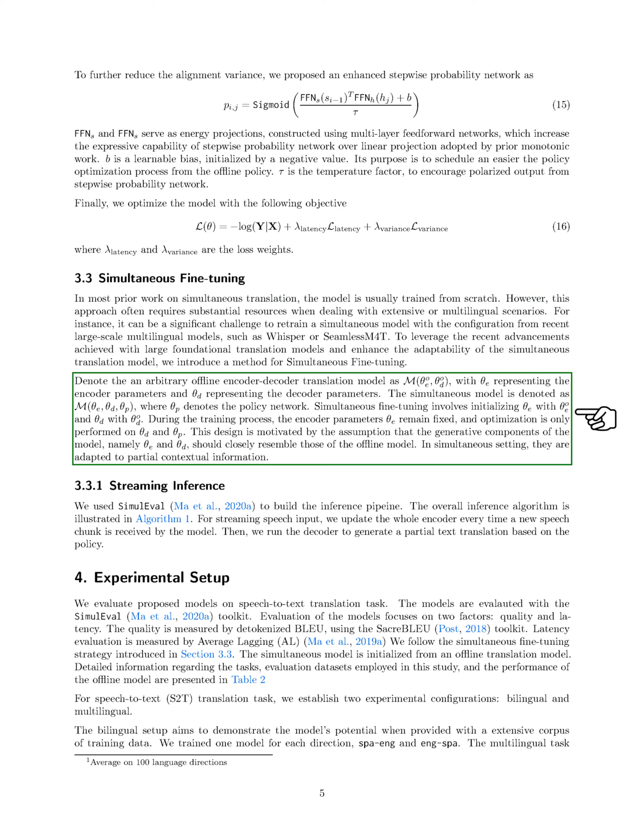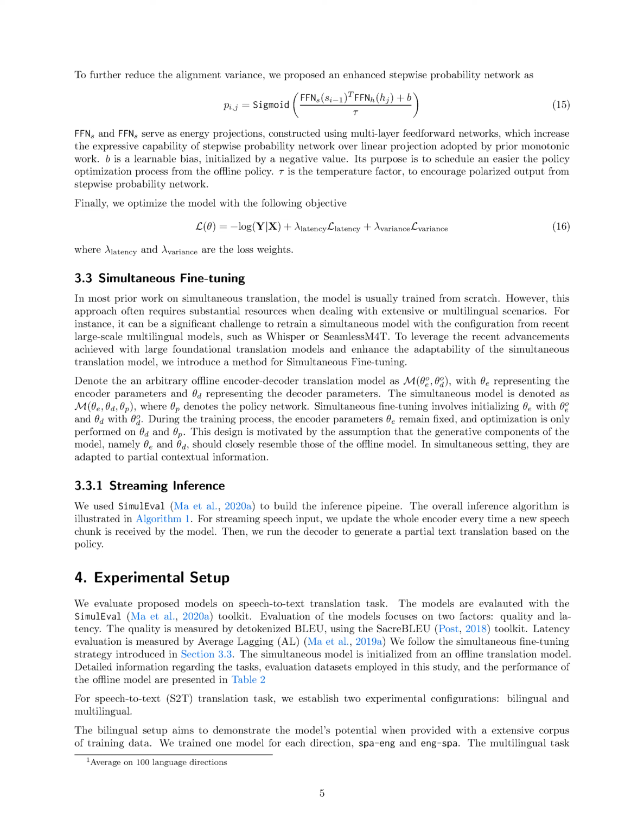The simultaneous model is denoted as M, theta_E, theta_D, theta_P, where theta_P denotes the policy network. Simultaneous fine-tuning involves initializing theta_E with theta_O_E and theta_D with theta_O_D. During the training process, the encoder parameters theta_E remain fixed, and optimization is only performed on theta_D and theta_P. This design is motivated by the assumption that the generative components of the model, namely theta_E and theta_D, should closely resemble those of the offline model. In the simultaneous setting, they are adapted to partial contextual information.